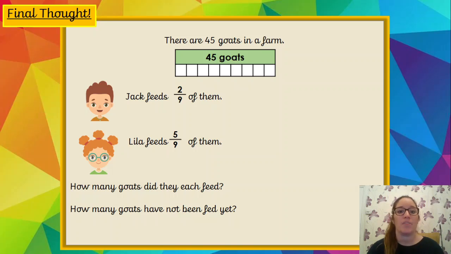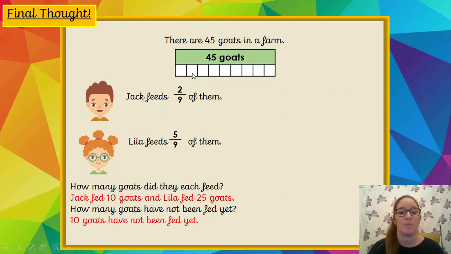Okay, so if there are 45 goats in a farm, that's being divided by 9. So each box is worth 5. So Jack feeds 2 boxes. He feeds 2 out of the 9th. So Jack feeds 10 and Lila feeds 25. 25 add 10 is 35, and we know there are 45 goats, so 10 haven't been fed yet.